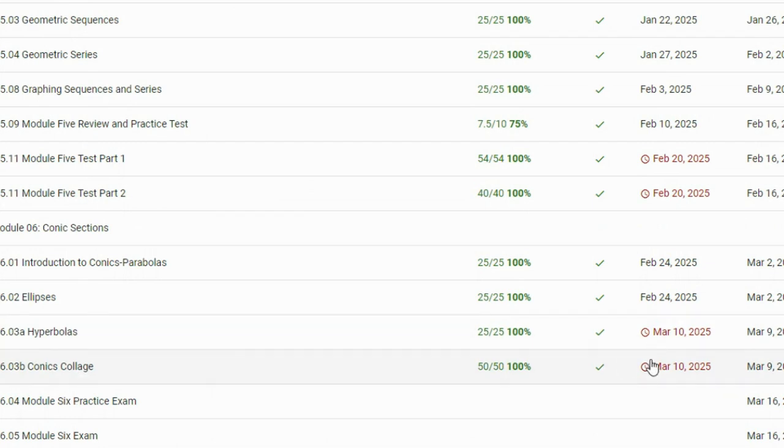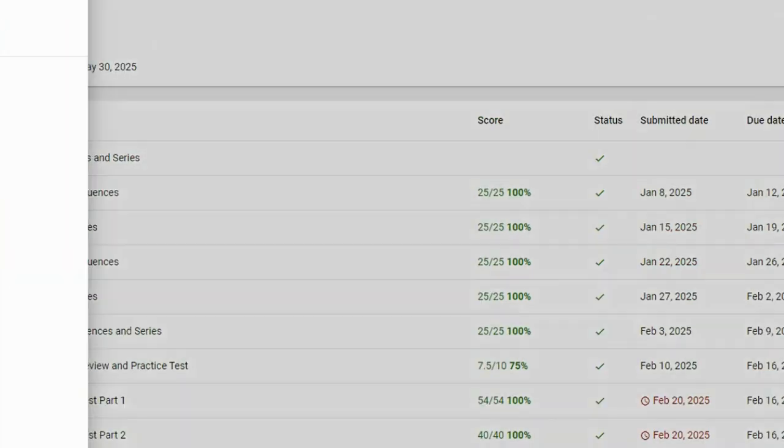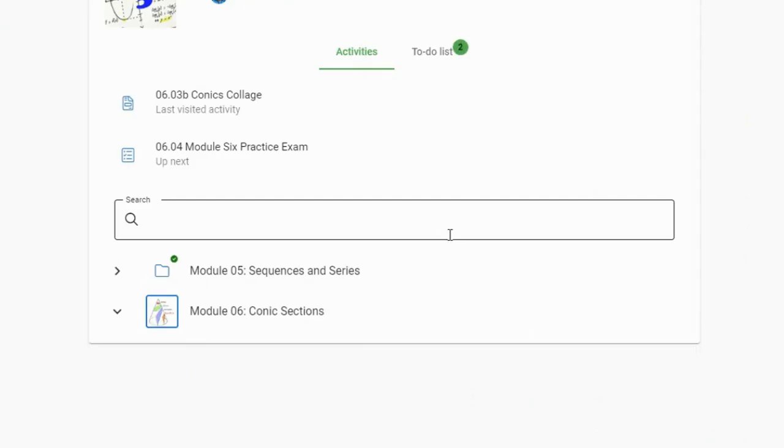It was due yesterday. Looks like we're to the end of Module 6. We have the practice exam and the actual exam. So we're going to wrap that up this week. Next week, we're going to start matrices and then spring break. So we got one more week after this, and then we'll hit spring break. But let's go look at the practice exam. See how long it is.